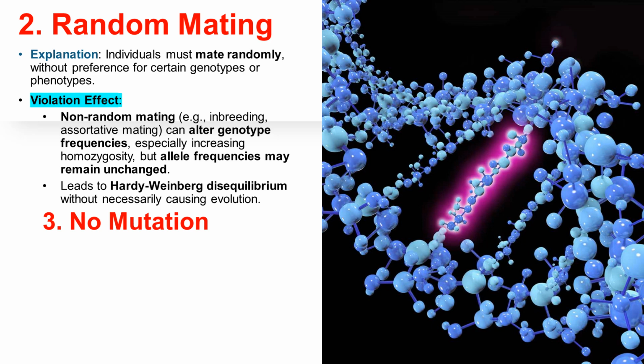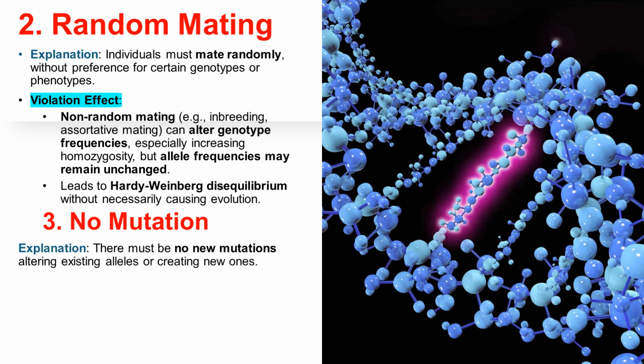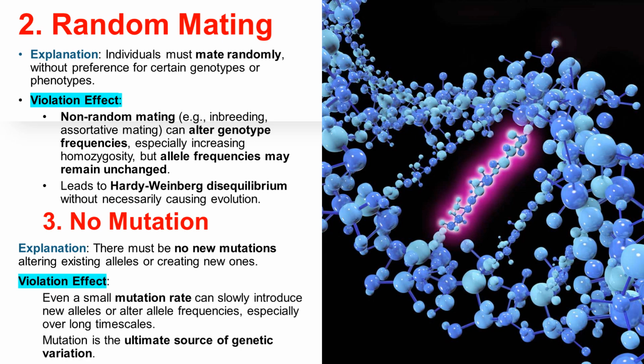3. No mutation. Explanation: there must be no new mutations altering existing alleles or creating new ones. Violation effect: even a small mutation rate can slowly introduce new alleles or alter allele frequencies, especially over long timescales. Mutation is the ultimate source of genetic variation.